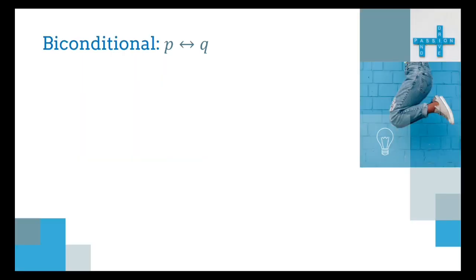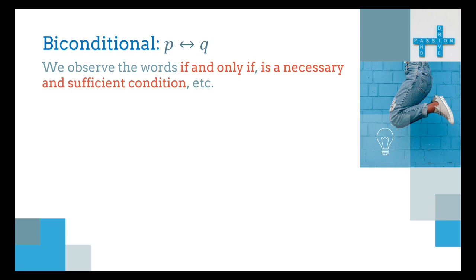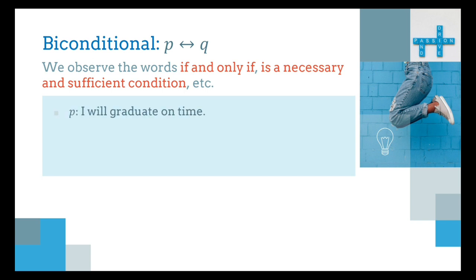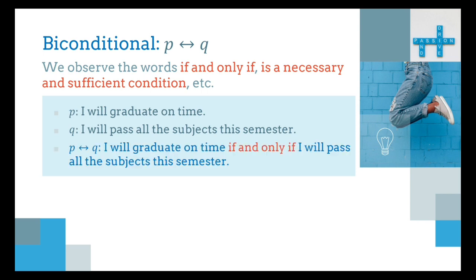Biconditional. We observe the words if and only if, is a necessary and sufficient condition, etc. But usually if and only if. Example, P: I will graduate on time. Q: I will pass all the subjects this semester. So, I will graduate on time if and only if I will pass all the subjects this semester.